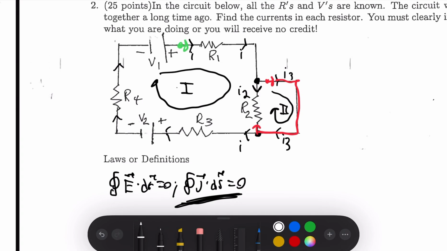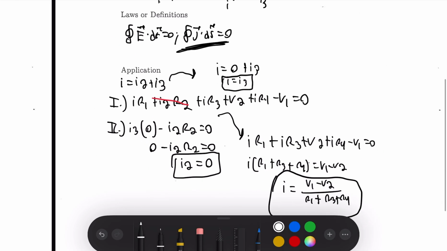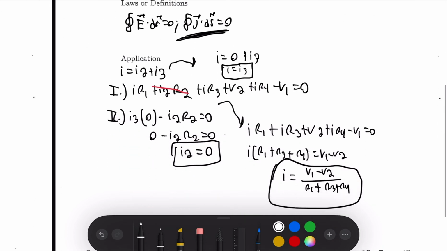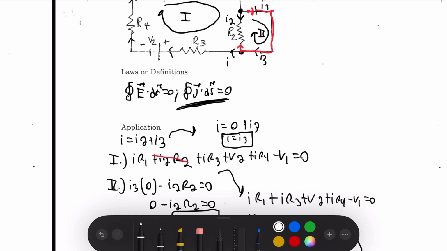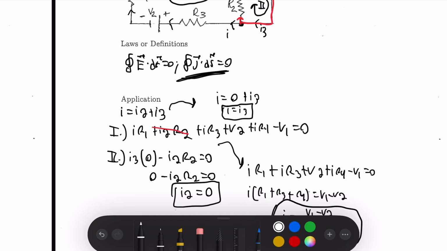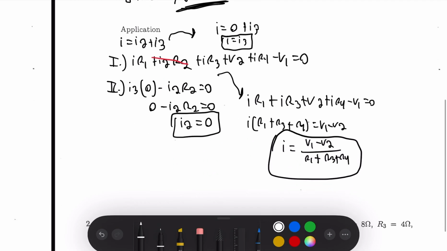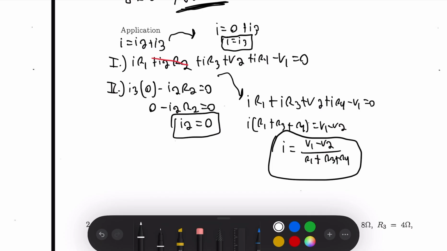So if we didn't note that this portion of the circuit got shorted out, that's how you could prove it. By doing the loop inside, no resistance in I3, it goes to 0. I2 R2 is equal to 0. Therefore, the current is going to be 0 for I2. Then we use the junction rule to come to the conclusion that I is equal to I3, which solves for I3 as well. And then we solve for the first loop, and we get our current is V1 minus V2 over R1 plus R3 plus R4.